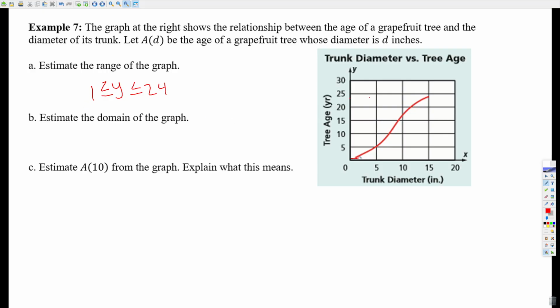Domain would be the farthest left it goes. Again, it's going by 5s, so maybe this is like, I don't know, 2. Maybe that's 1, 2. Let's just do 1 again. There was X for domain. And the farthest right we go over, I think, does hit this line here, which is 15.